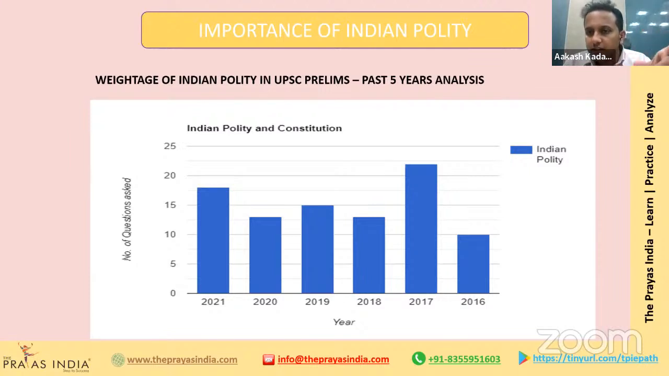Okay, the civil services aptitude test, or the CSAT, comprises your quantitative aptitude, logical reasoning, and comprehension, and the general studies paper comprises your core subjects such as Indian polity and constitution, Indian economy, geography, history, etc.